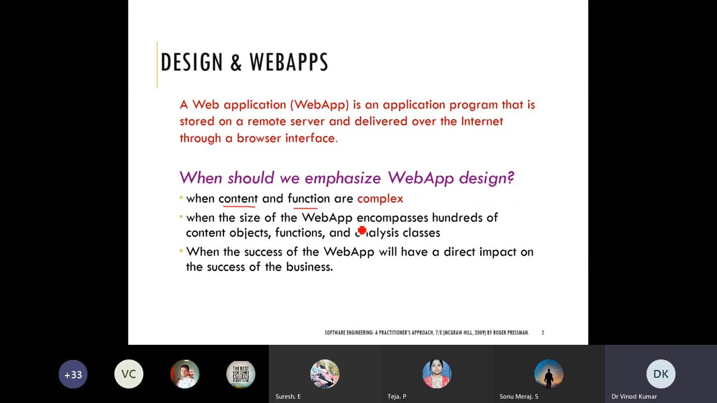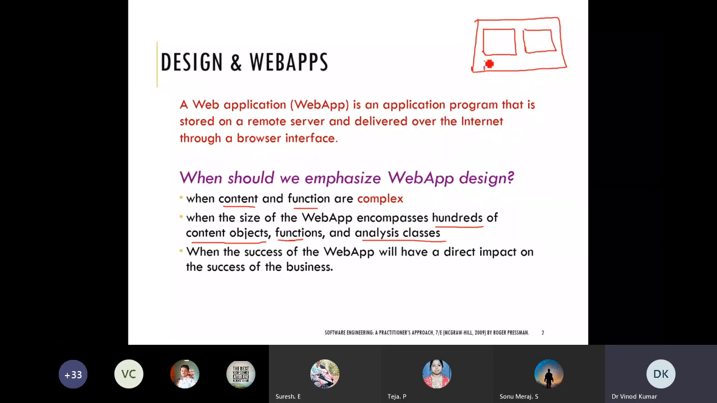So when the size of the web app encompasses hundreds of content objects, functions and analysis classes. Whatever pages you have, your web page will consist of a number of pages that we call web pages. You need to identify the analysis classes, the different functions, and different content objects, meaning whatever content you are writing. You break the pages logically and put the content there.